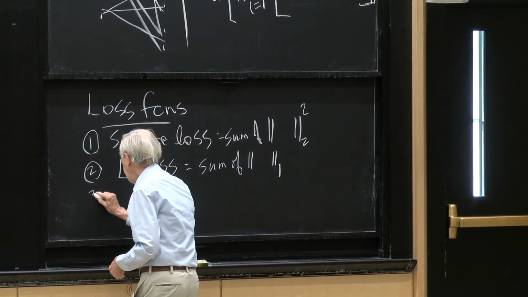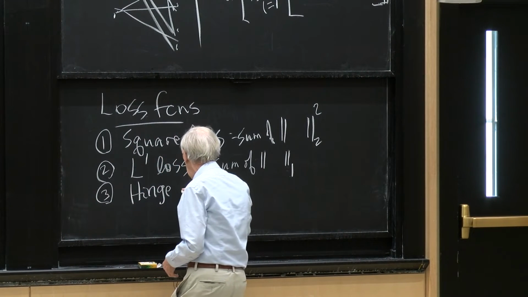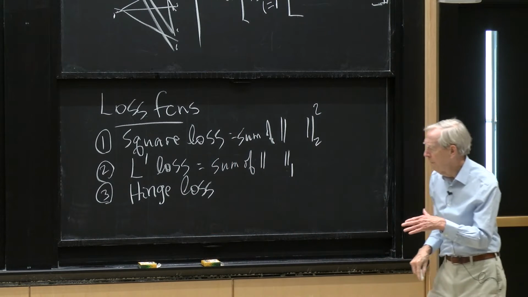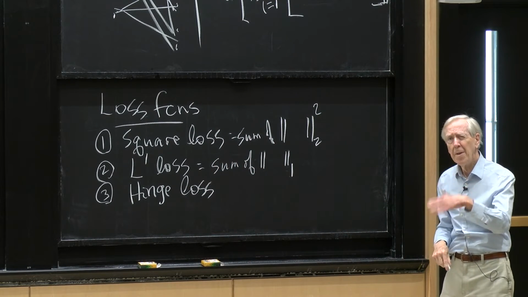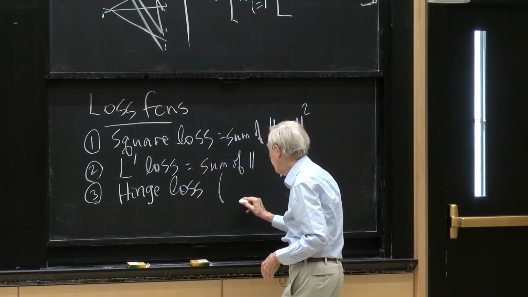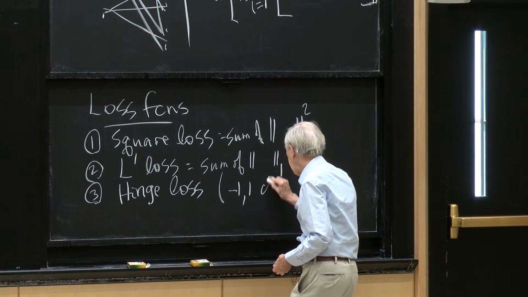Now, and 3 would be hinge loss. Probably some of you know better than I the formula and the background behind hinge loss. This is for minus 1, 1 classification problems.